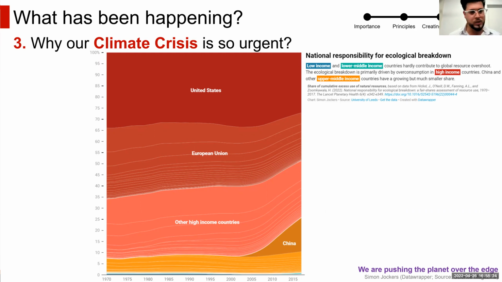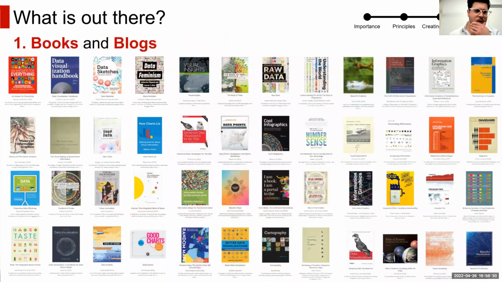I know we're almost reaching the hour, so I'm going to be summarizing and finishing this. So the question is, what is out there? We are very fortunate. There are so many resources out there. Over the years, I have compiled a large collection of books and articles in data visualization, and I have shared with you in the document a comprehensive summary of all of them. So please feel free to check them out.